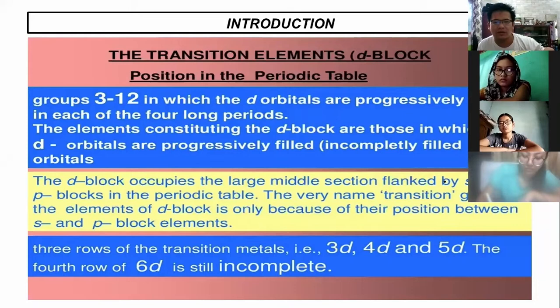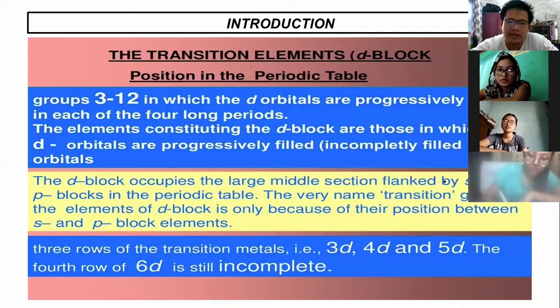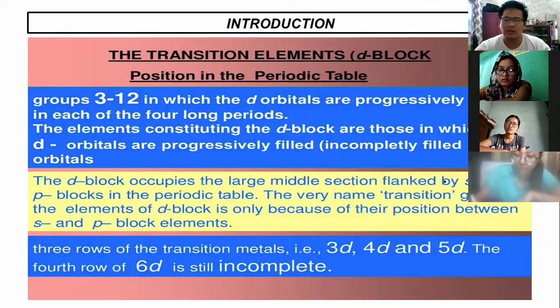As you can see in the modern periodic table, the d block element occupies a very large middle section. They are flagged in between the s block and the p block, and the name itself says transition because they are in between the s block and the p block.